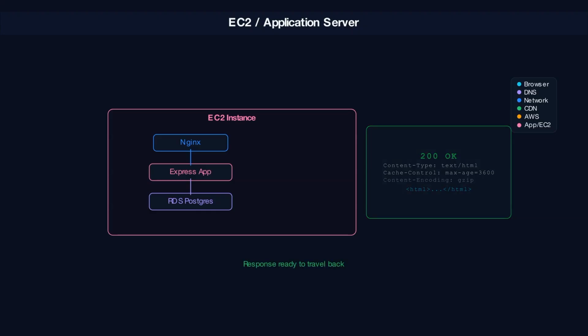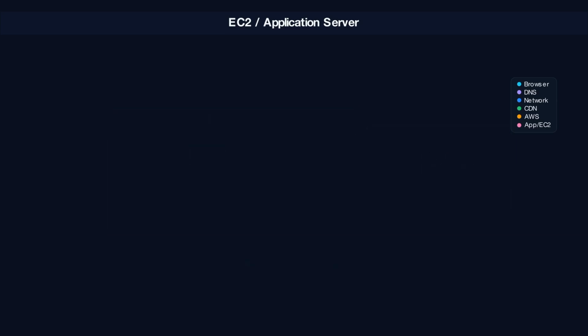The app builds the response. It sets headers, content type text/html, cache control max-age 3600 to tell CloudFront and the browser to cache for an hour. It might set a cookie for session management. It compresses the body with gzip or Brotli. Status code, 200 OK. The response is ready to travel back.